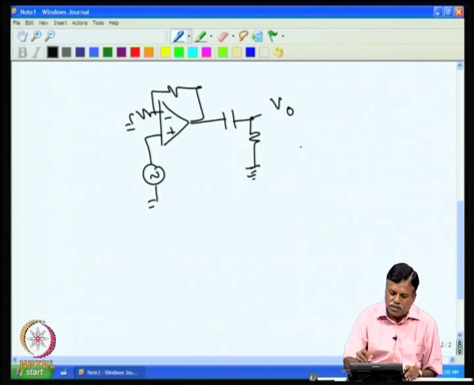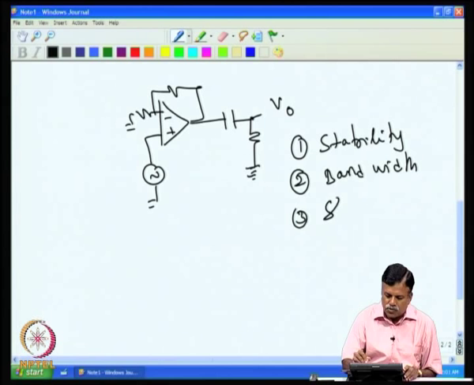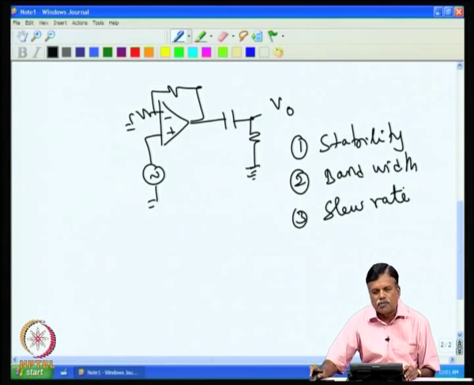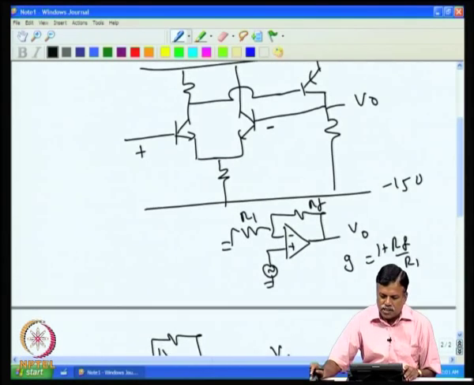The main worry is the stability of the amplifier; the second one is bandwidth, what the bandwidth is; and the third problem is the slew rate related issue. So, these issues create additional problems as far as an AC amplifier is concerned. Now, what is the problem due to slew rate, and what is the problem due to stability? Let us look at the stability problem.